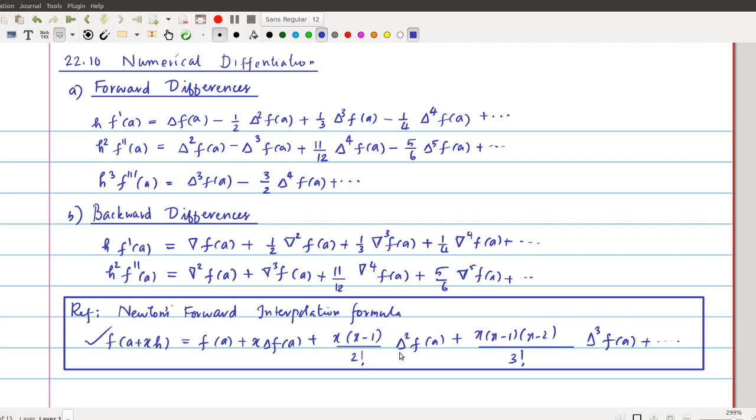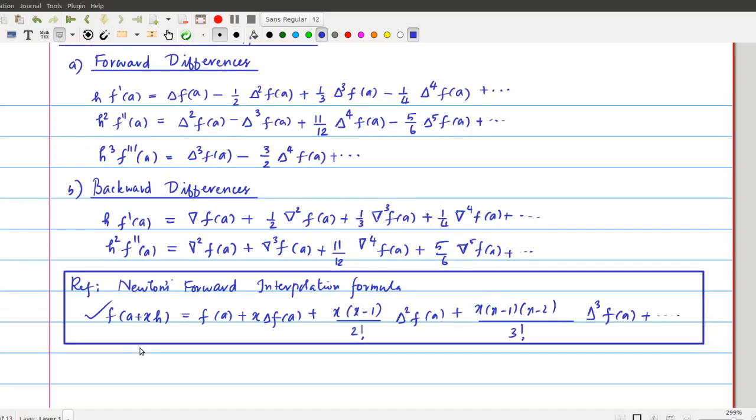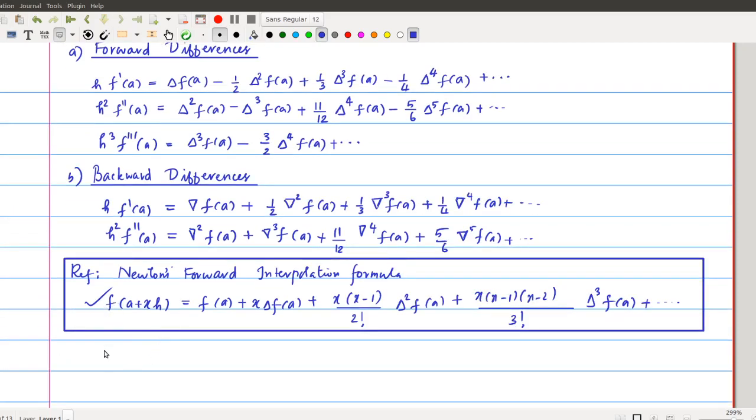Okay, in that expression, if you put x equal to 0, I'll write one more expression here. First we take the derivative of this, and you will get h times f dash of a plus xh equal to f of a. The derivative of f of a will be 0, so we write it as 0, plus the derivative of x will be 1 times del f of a, and this is x square minus 1.